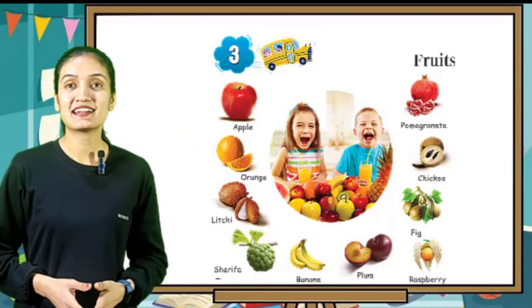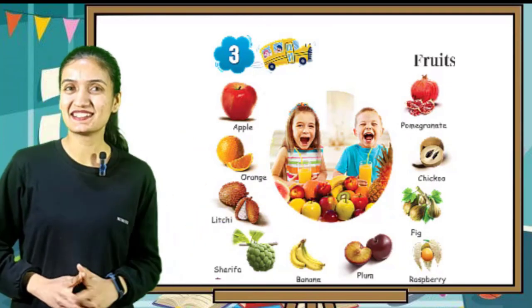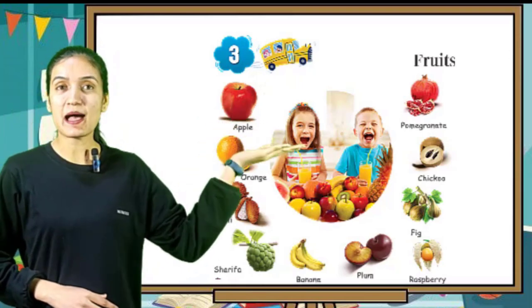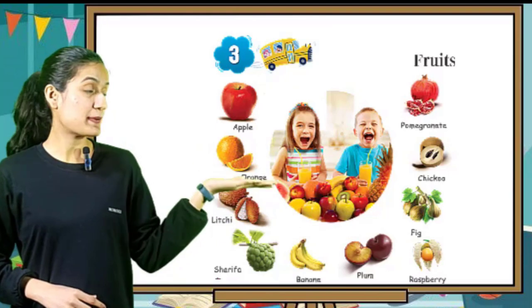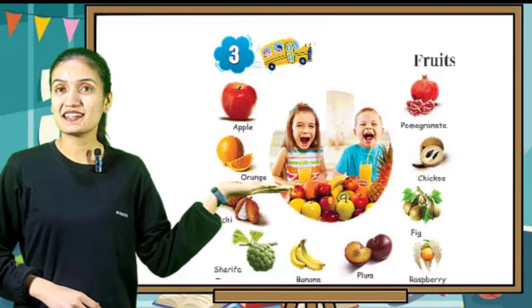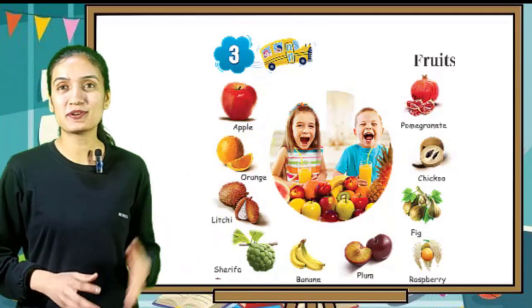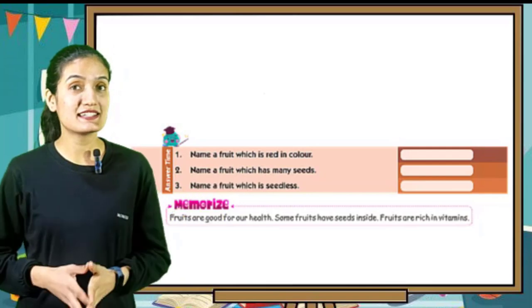Chapter 3. Fruits. Do you like fruits? Good. Here are some fruits. Apple, orange, lychee, sharifa, banana, plum, raspberry, fig, chiku, pomegranate. Now the answer time. Name a fruit which is red in color.